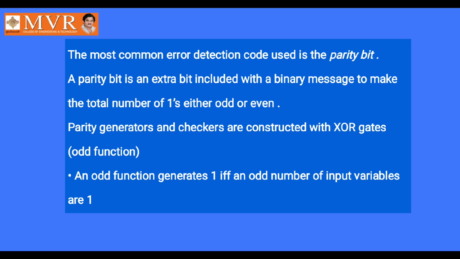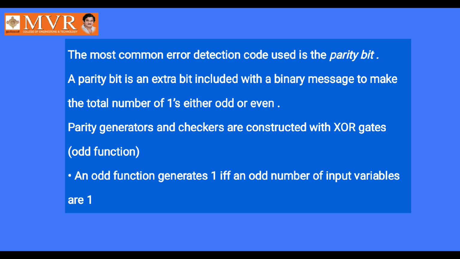Here, what do we mean by parity and how to generate a parity? The most common error detection method is the parity bit method. So what is a parity bit? A parity bit is defined as an extra bit included with the original message. Whatever original message we are transmitting, with that this parity bit will be added as an extra bit. So how is it added? While adding this parity bit, we have to make sure that the total number of ones in the data is either an odd number or an even number.